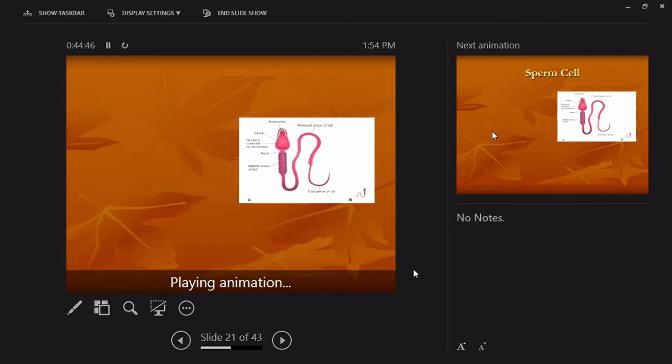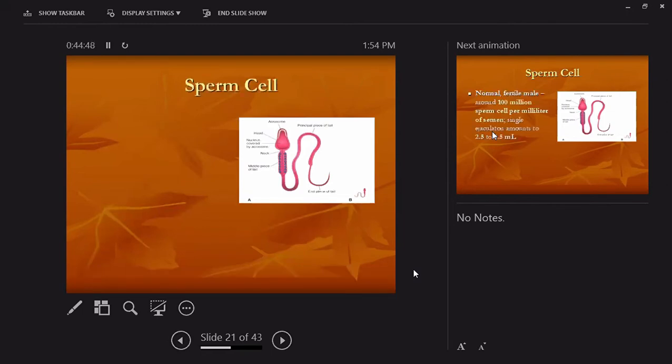Sperm cell now. You're ready, no? You have your acrosome, the head, the nucleus covered by the acrosome. And then you have the neck, you have the middle piece of the tail, and then the end piece of the tail. You have the principal piece of the tail that gives the movement. More.